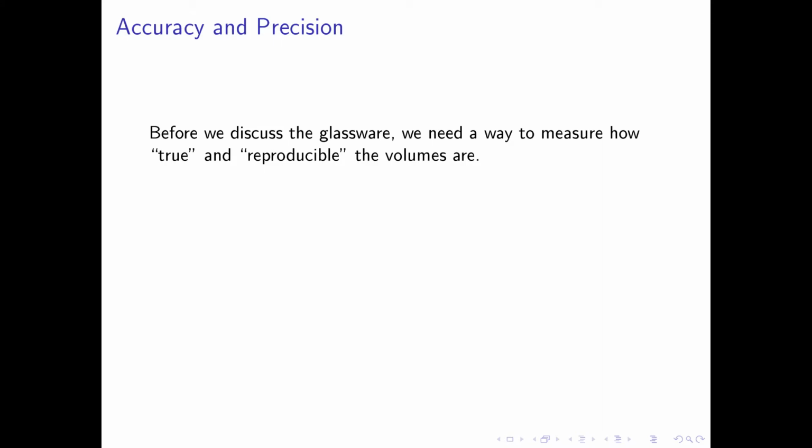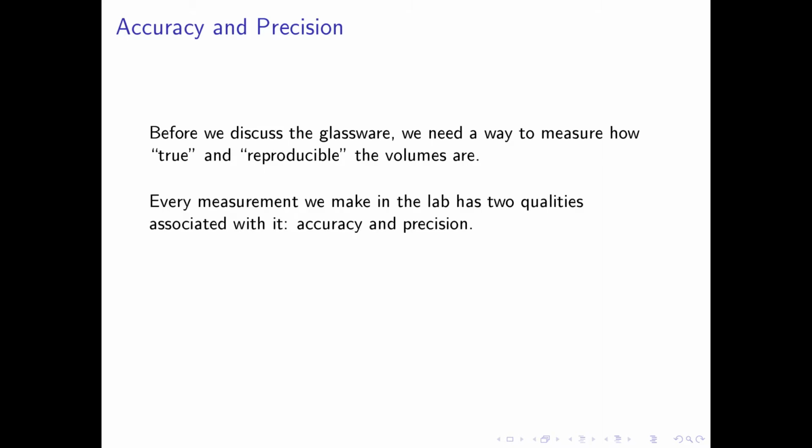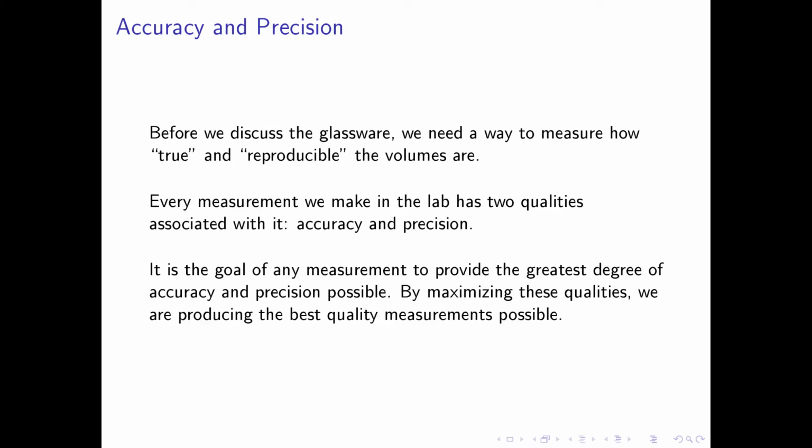Before we discuss the glassware, we need a way to measure how true and reproducible the volumes are. Every measurement we make in the lab has two qualities associated with it: accuracy and precision. It is the goal of any measurement to provide the greatest degree of accuracy and precision possible. When we maximize these qualities, we are producing the best quality measurements possible.